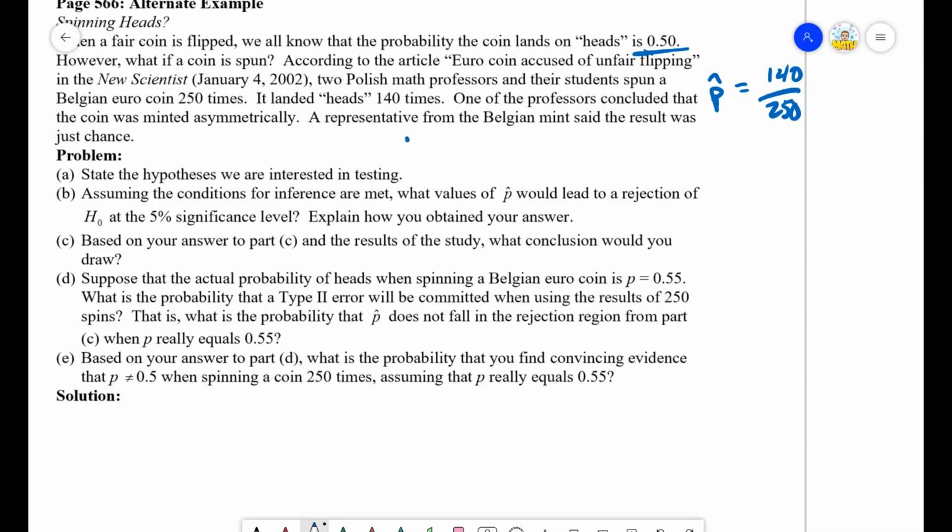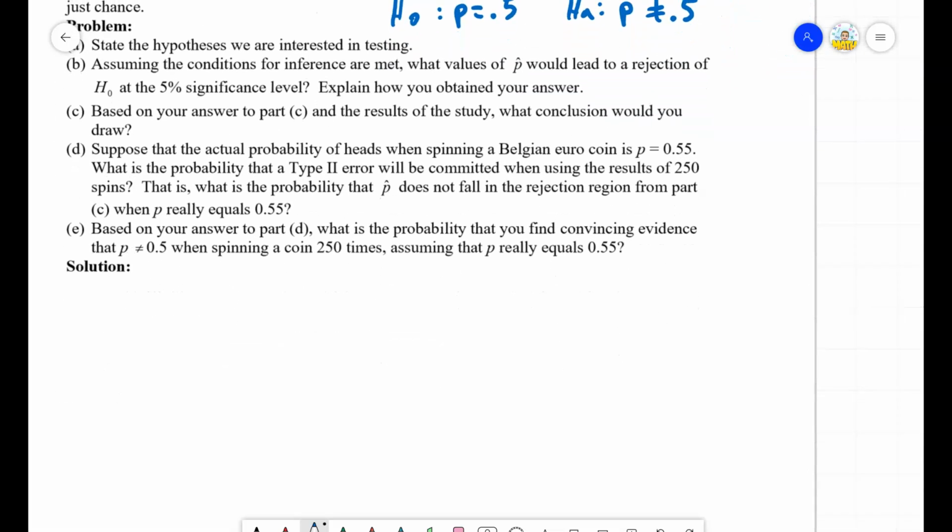So the null and alternate hypothesis would simply be that p equals 0.5. That means it's minted properly, right? The alternate, however, they're not saying, nobody's suggesting that it occurs more or less than 0.5. Obviously, in our sample, it occurred more than 0.5, but we don't use our sample to create our null and alternate hypothesis. We just use the context, okay? So we have our null and our alternate hypothesis. Okay, so part B says, assuming the conditions for inference are met, that's good. That takes a little bit of work off of our plate. What p hat would lead us to reject H naught at a 5% significance level?